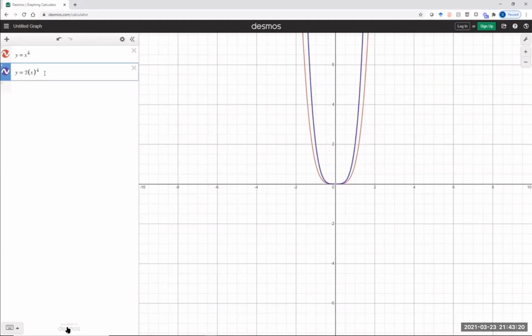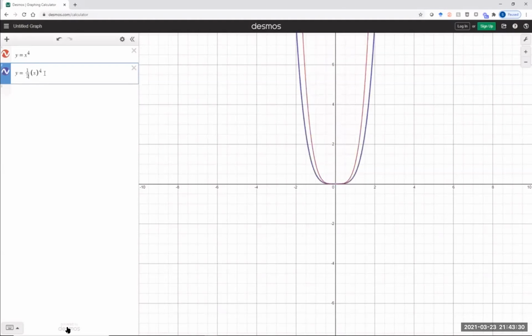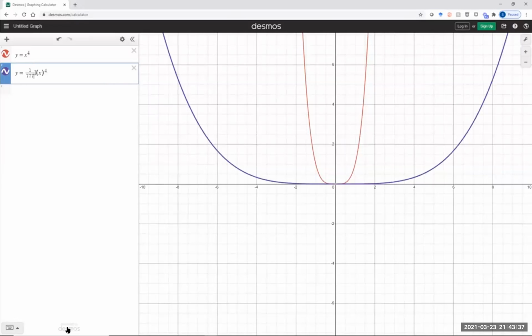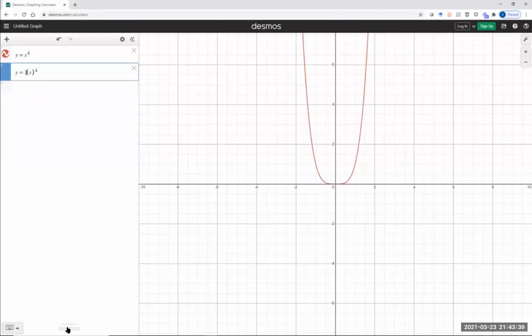If I put something in front of the function like a 2, it's going to shrink it a little bit. If I were to put a 10, it shrinks it even more, 100, even more, 1,000. Similarly, if I put a fraction, it's going to make it a little wider. Notice how I can keep changing my fractions to make it wider and wider. You can also put decimals in, and decimals will similarly make it a little wider than the original function.